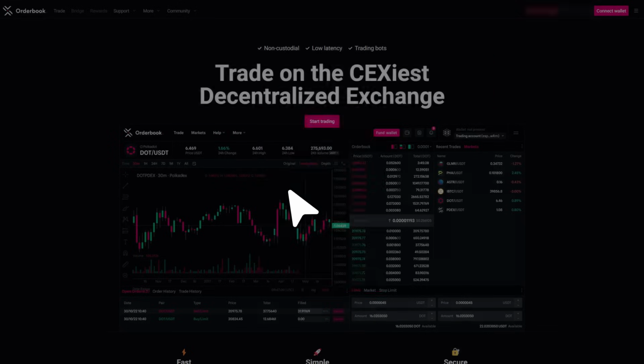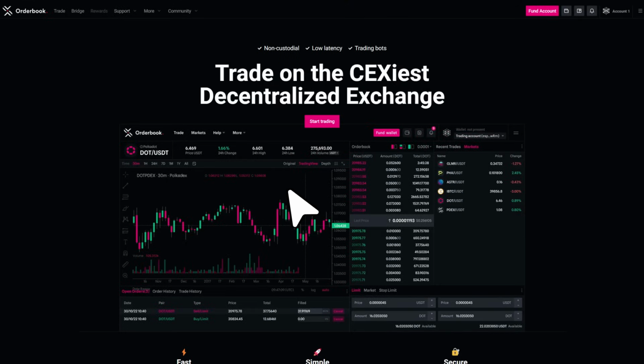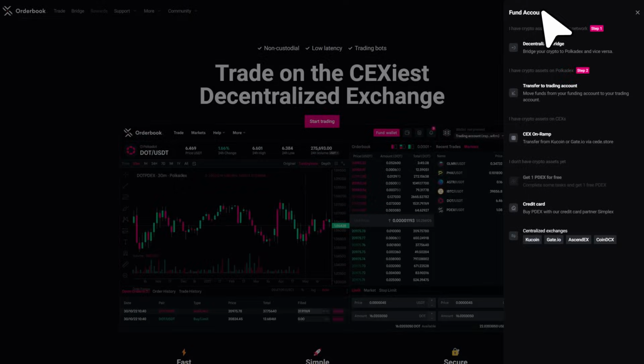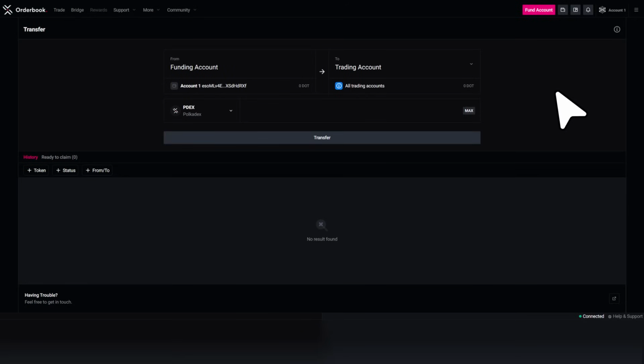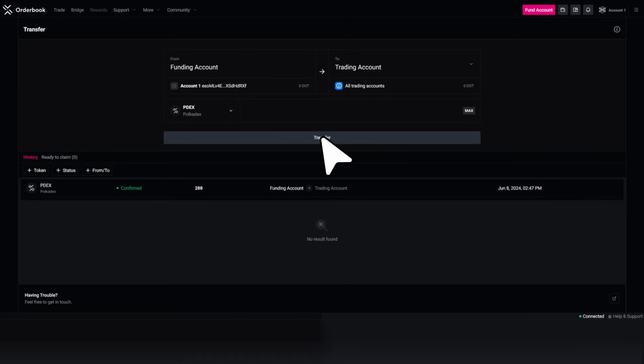Next, we're gonna add funds to the trading account. The good news is that the trading account is now linked to the funding account, so you just need to add funds or assets directly to the funding account on Polkadex and start trading. Step 1. Click Fund Account at the top sidebar, then choose Transfer to Trading Account. Step 2. Choose the token and enter the amount that you want to add to the trading account, then click Transfer. You can also track or review transactions using the History section.